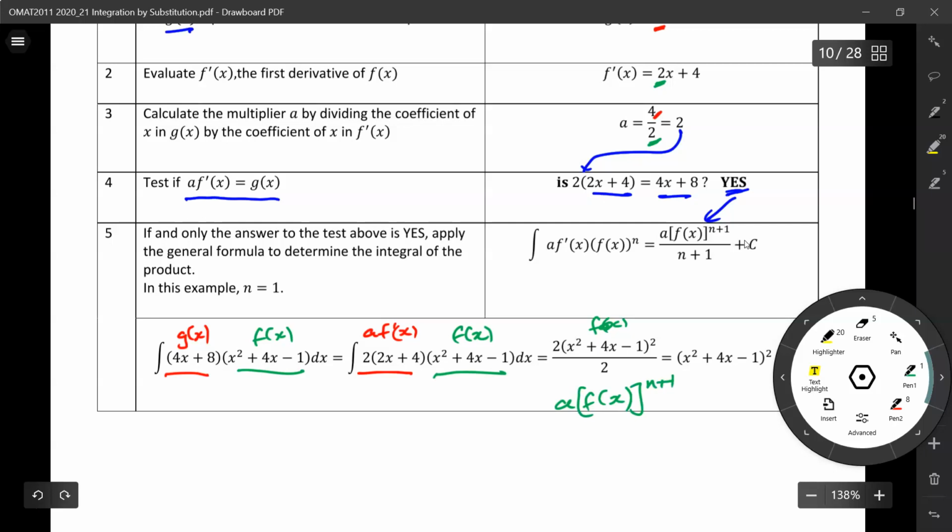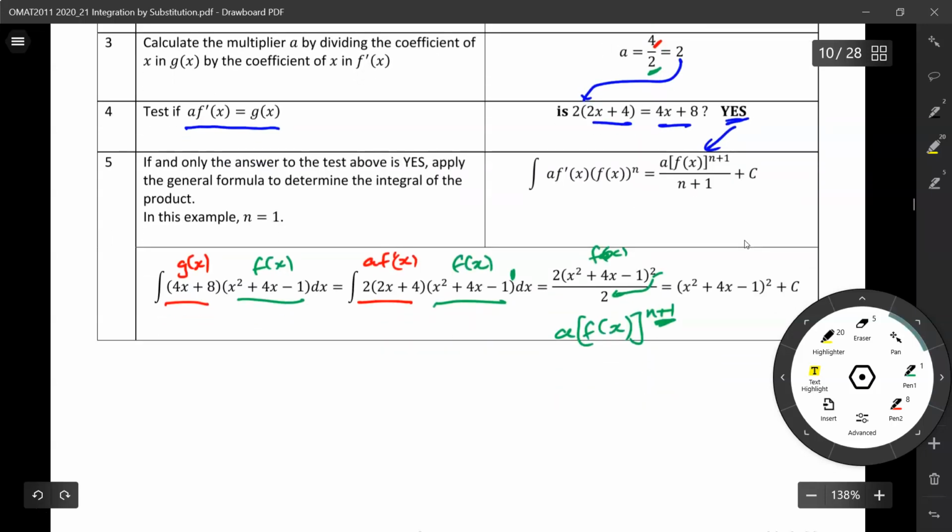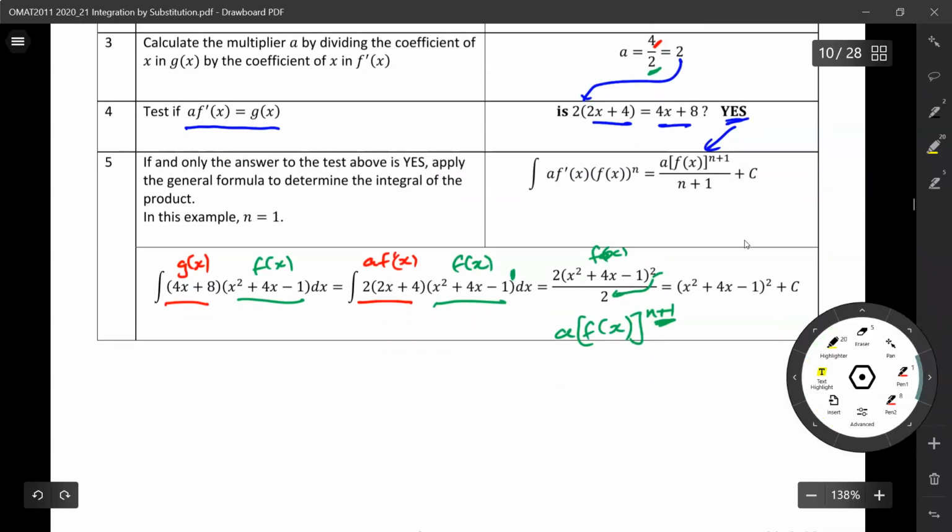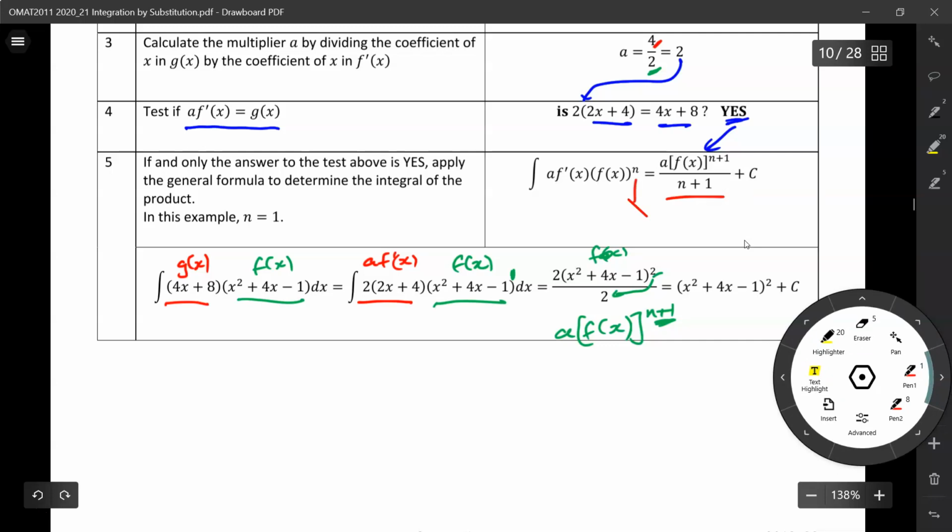to the n plus 1. Remember, n here is, if there's no power, automatically to the power of 1. So we increase it by 1 to 2, and then we divide by that raised power 2. That's what this rule up here is saying: in this case, n is equal to 1, so n becomes 2 up here, and we divide by 2. The 2's cancel above and below, so that gives us x squared plus 4x minus 1, all squared.